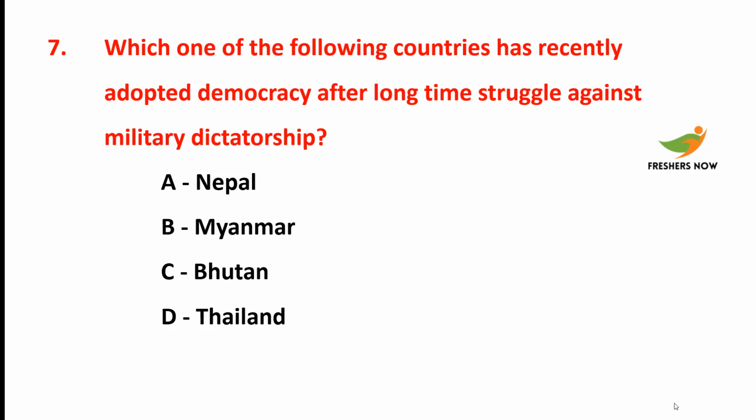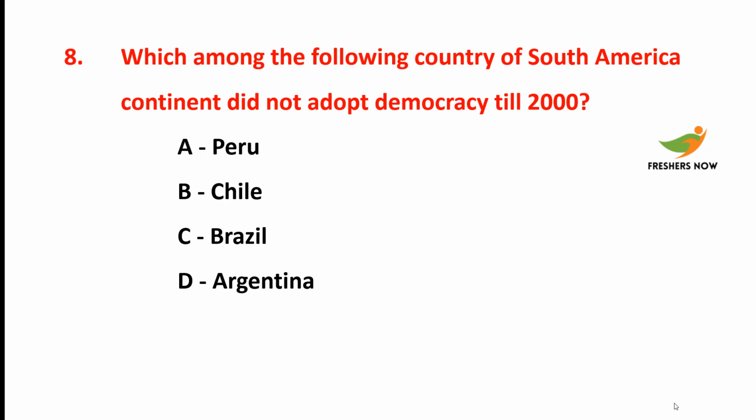Seventh question, which one of the following countries has recently adopted democracy after a long time struggle against military dictatorship? And the answer is B, Myanmar. Eighth question, which among the following country of South America continent did not adopt democracy till 2000? And the answer is A, Peru.